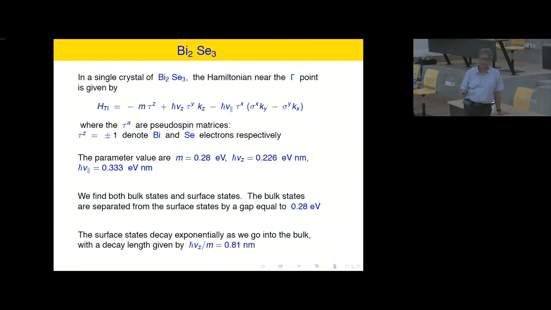Then if you look at the surfaces, so now imagine that this crystal actually is not infinite in size, but it has surfaces. You find that on the surfaces you have states which are separated from the bulk states by a gap, which is this m. And these surface states actually appear on all surfaces, top, bottom, side, all possible free surfaces there. These surface states decay exponentially as we go into the bulk. For the top and bottom surfaces, which are the xy planes, you can actually solve for the surface states from this Hamiltonian. You find that the surface state decay length is given by h cross Vz by m, so this is 0.81 nanometers. So this is the figure I quoted earlier.